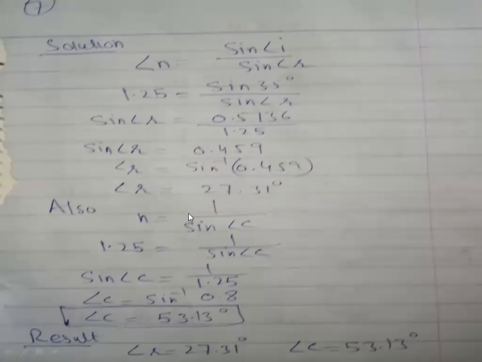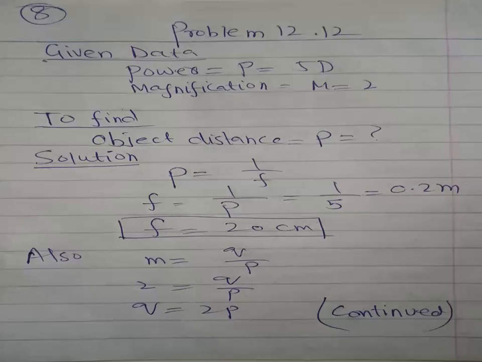Now, since we want to find the critical angle, the formula to find the critical angle is n is equal to 1 over sine of angle C. The value of n is 1.25, as you already know. If you cross multiply, 1 divided by 1.25 will be 0.8, and sine inverse of 0.8 is 53.13 degrees. So my angle of refraction is 27.31 degrees, and the critical angle is 53.13 degrees, which is my required result.